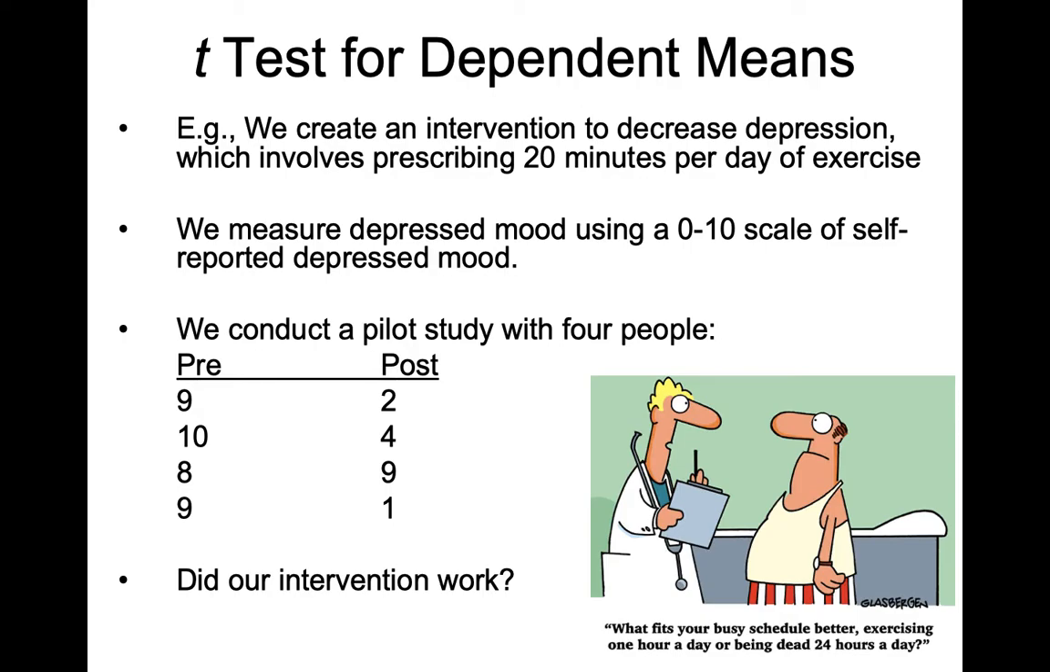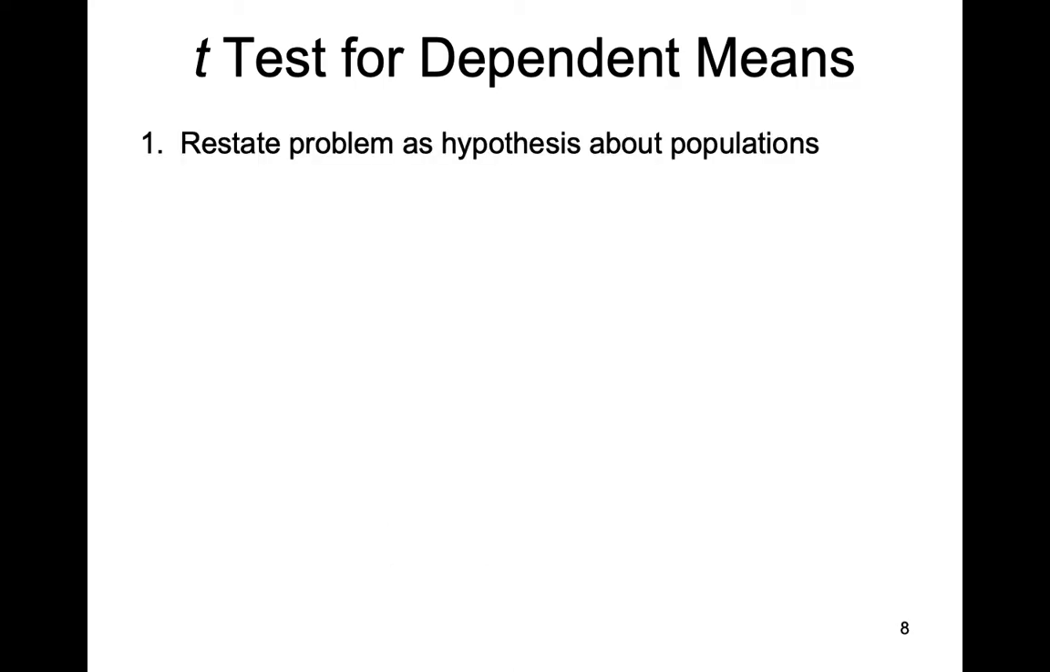So our question is, based on these 4 people, would we be able to conclude that our intervention worked at reducing depression? And not just among these 4 people, but could we say that it would work at a population level? All right, so we're just going to use our same 5 steps of hypothesis testing that we've already learned. And the first step is to restate the problem as a hypothesis about populations.